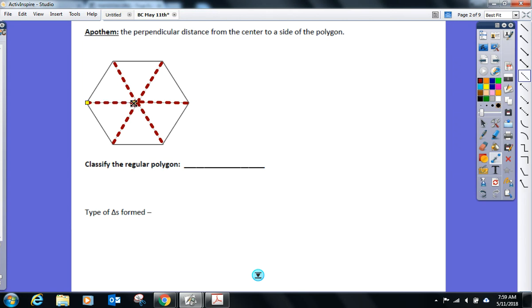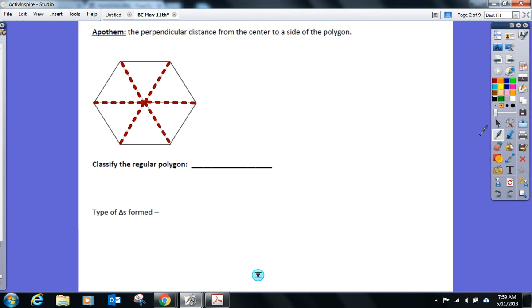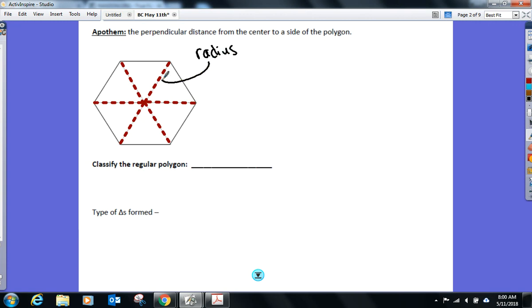All right. Let's talk. You guys know a radius can only be found in a circle, so you think, okay? Well, I can also draw a radius in one of these polygons, okay? A radius can be drawn from the center of a polygon to one of the vertices, okay? A radius.